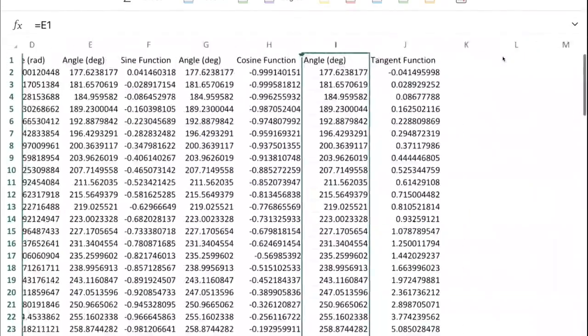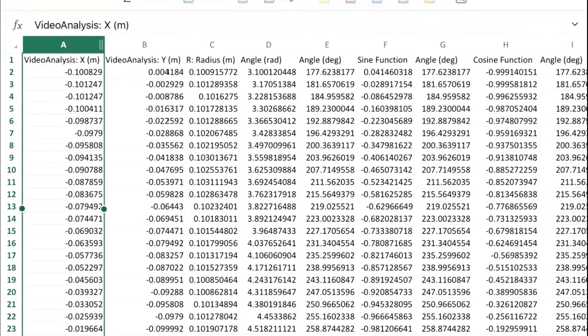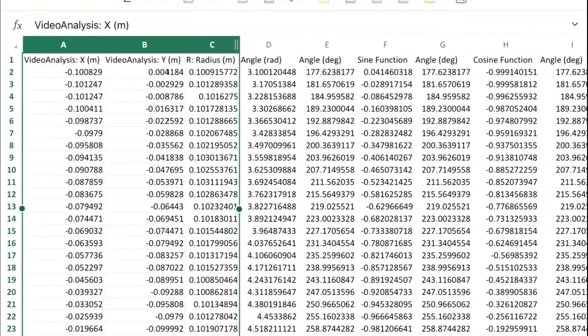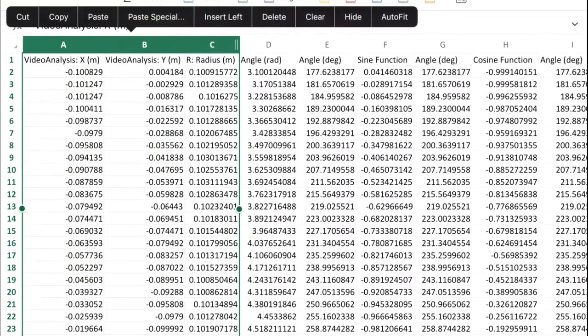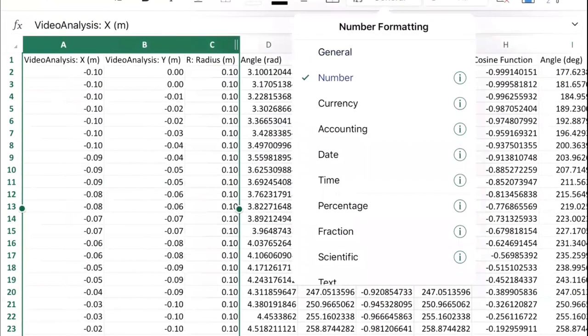So in a moment, we're going to create some graphs for all of this. And we're just going to use a charting function. So let's first of all deal with X, Y, and R. And let's go ahead and change the decimal places, because this is meters. The best we can do are like 2 decimal places. When we looked at that video, it was only like 2 decimal places.